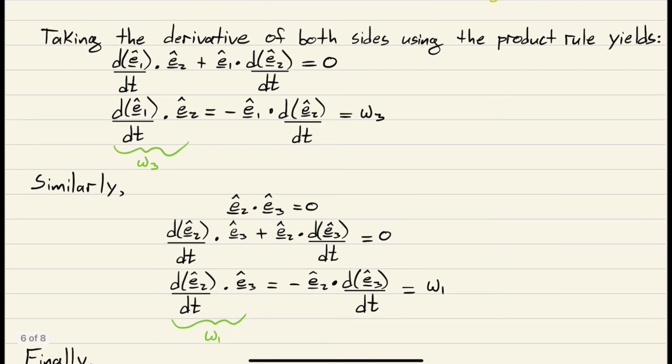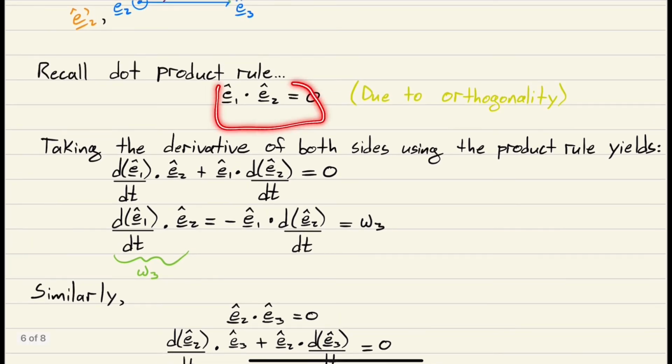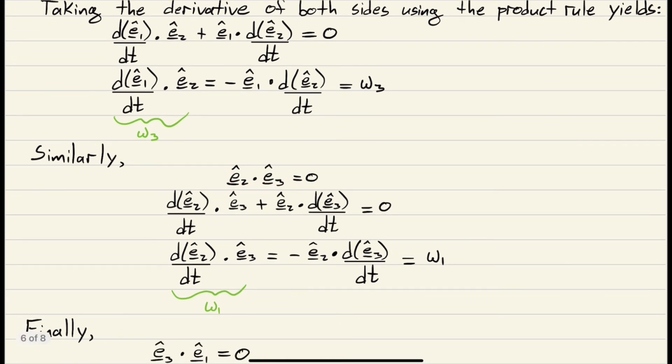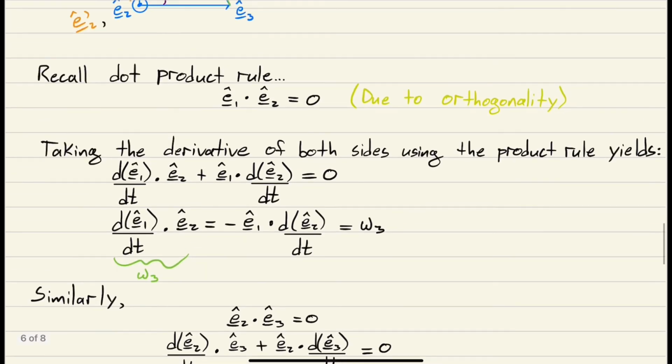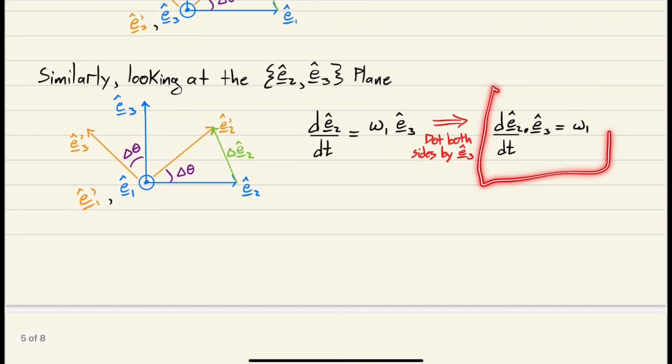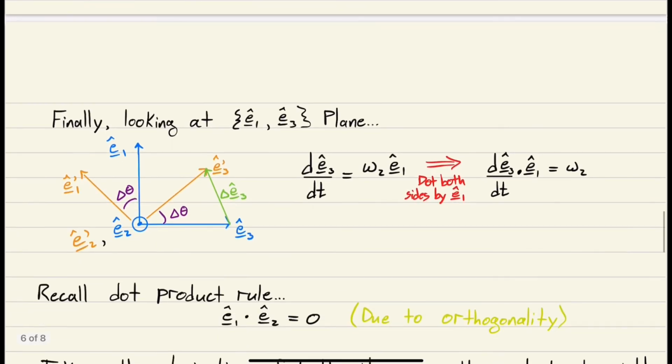Similarly, before we did E1 dotted with E2; now we go to the next case. E2 dotted with E3 is equal to 0, also due to orthogonality. They're perpendicular to each other. Do the product rule: derivative of the first times the second plus the first times the derivative of the second. And we end up with this right here: dE2 dt dotted with E3. That looks familiar. That's omega 1.